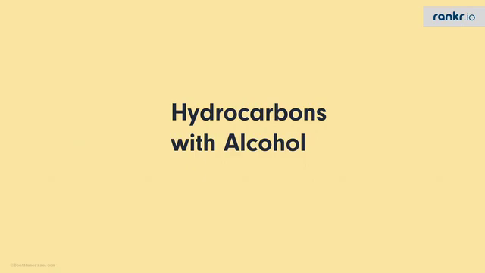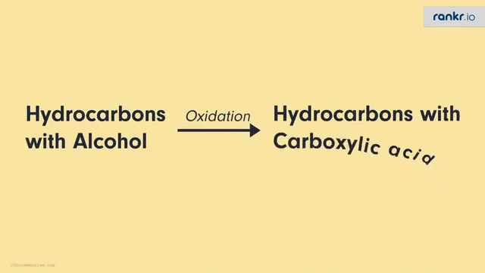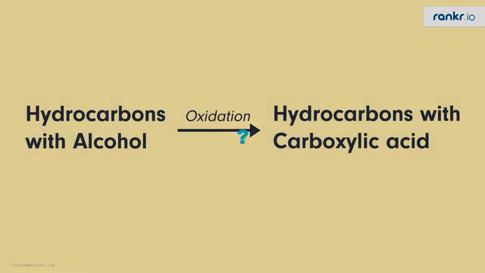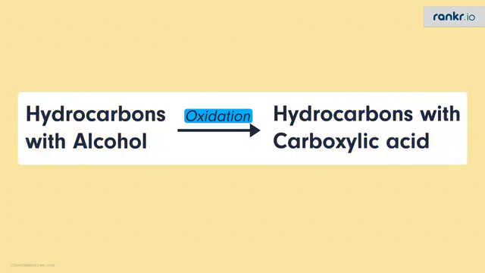We ended the previous video by knowing that hydrocarbons with alcohol can be converted to hydrocarbons with carboxylic acids. And how is this possible? Well, it's all because of the oxidation process. Let us understand this process in detail in this video.